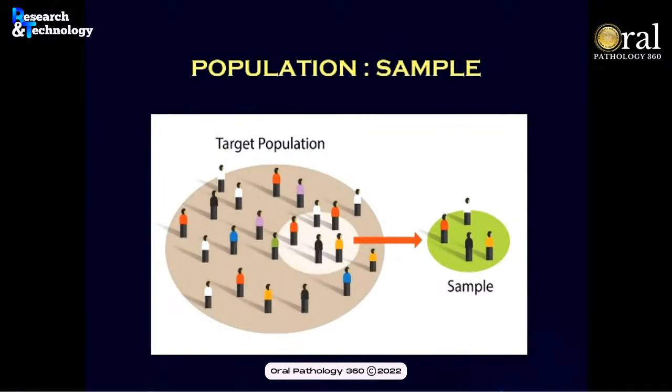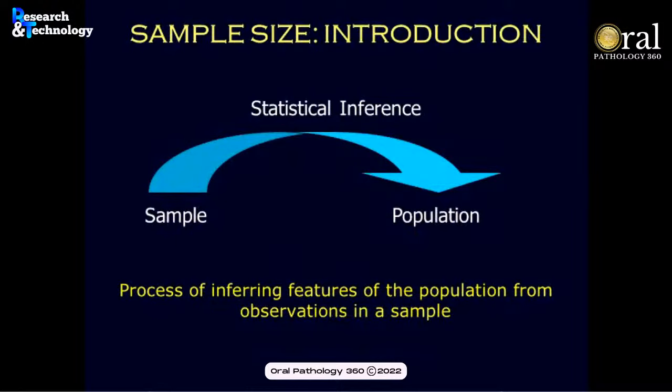So as I told you, we have a population. You cannot study the entire population. It is just not possible. So you need to draw a representative sample from the population by a sampling method. And then you will conduct your research on this sample selected. So what is the ultimate aim of this sample size estimation?